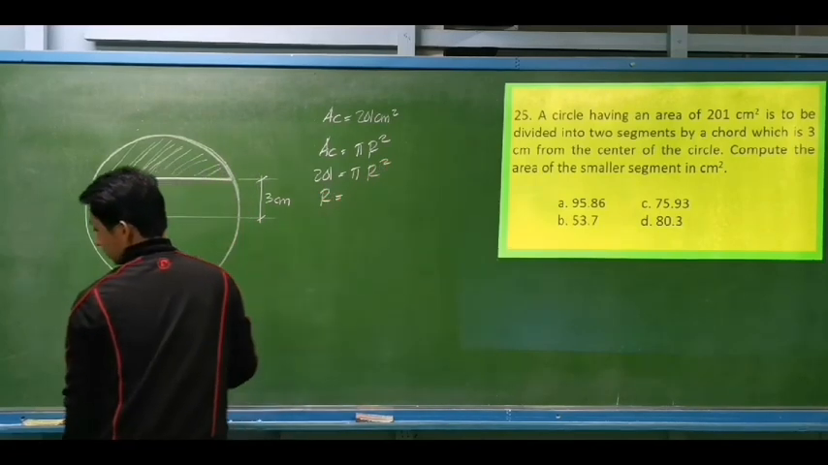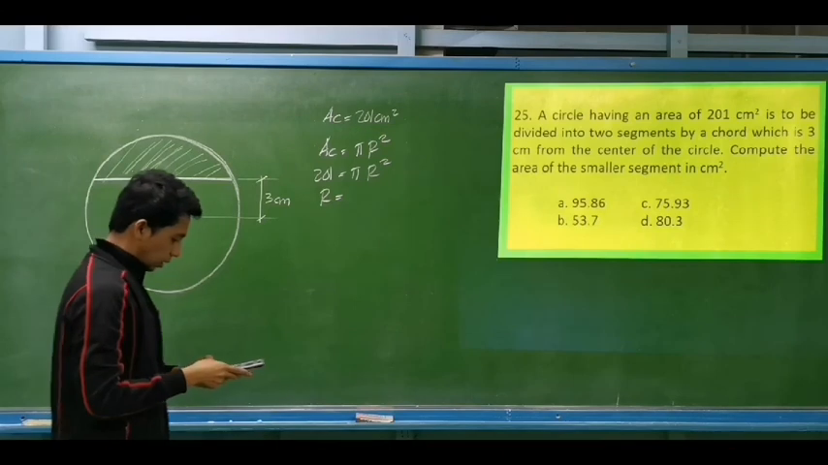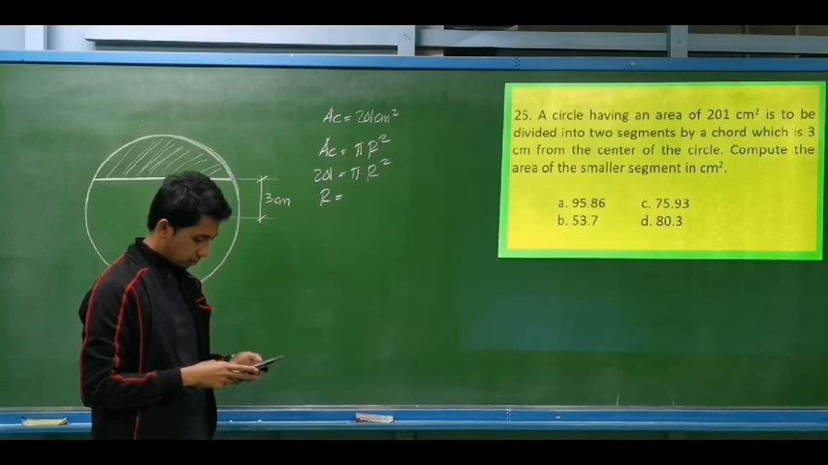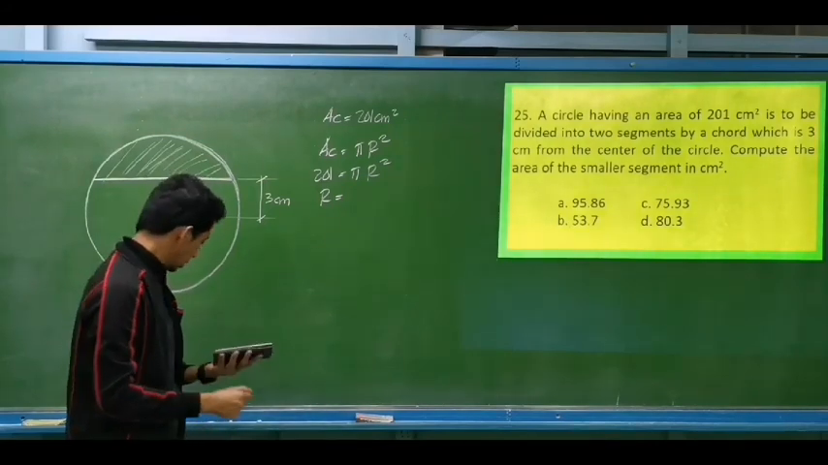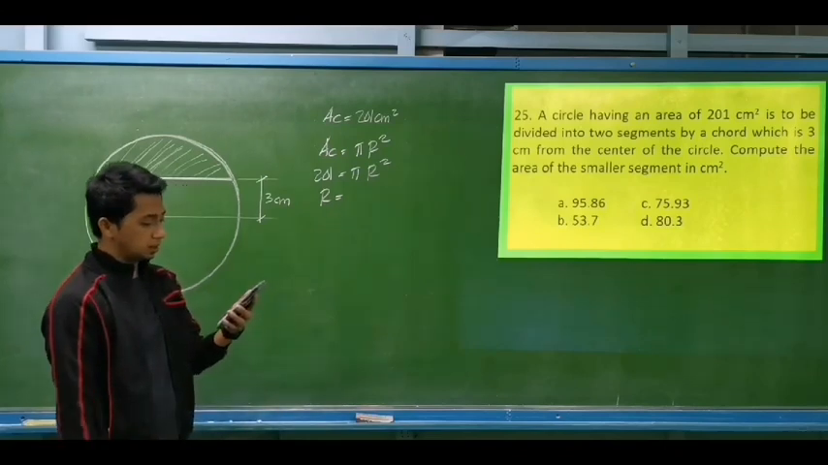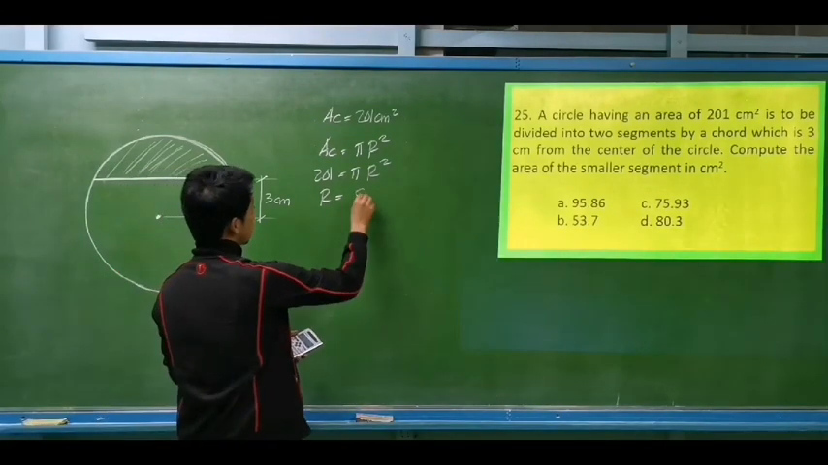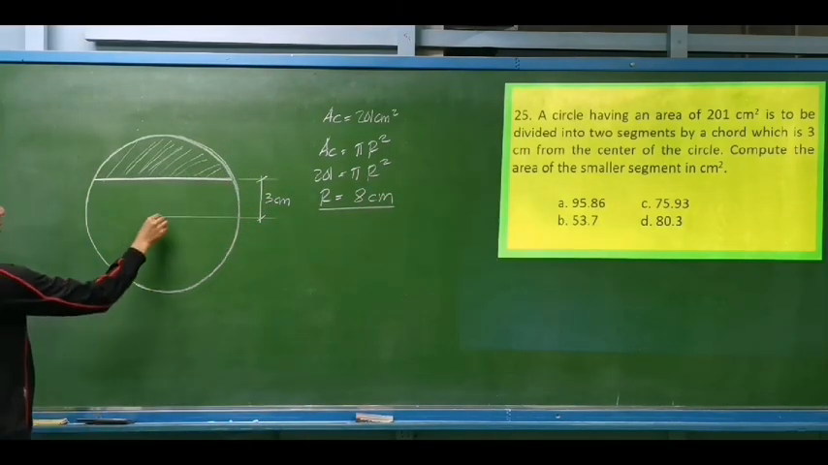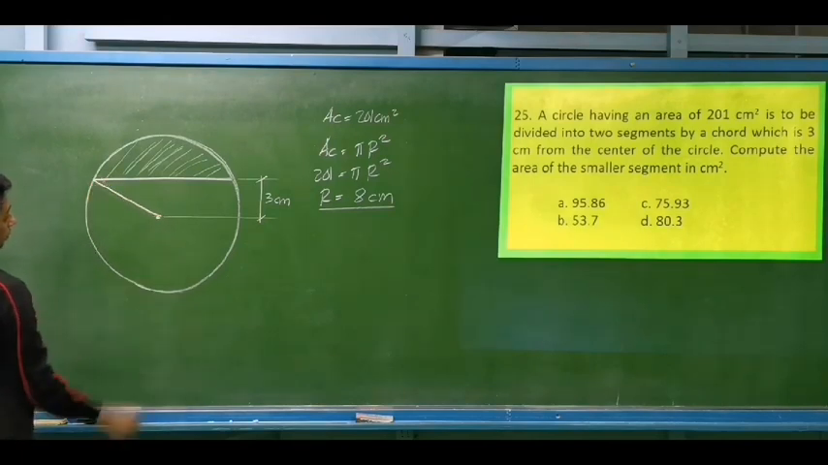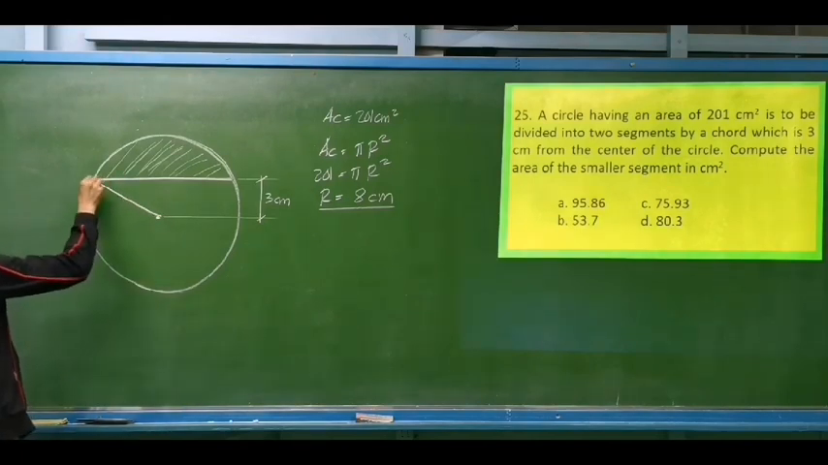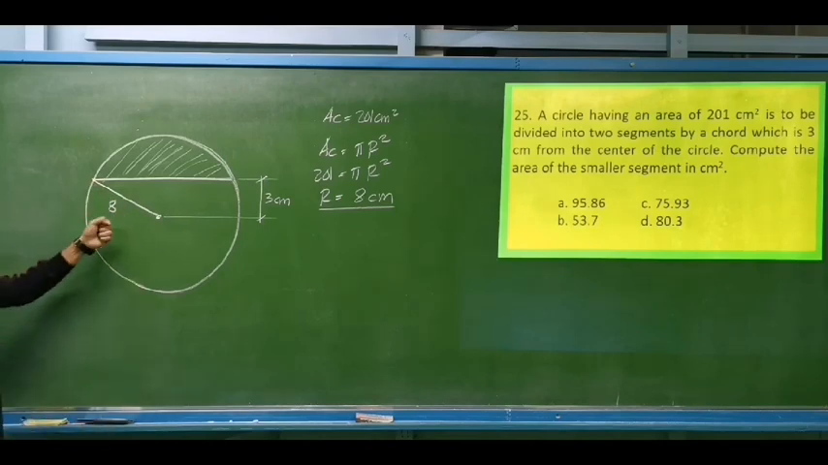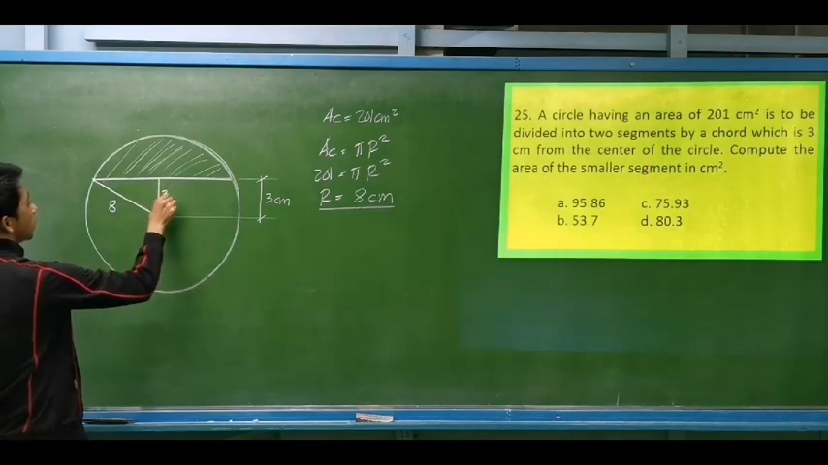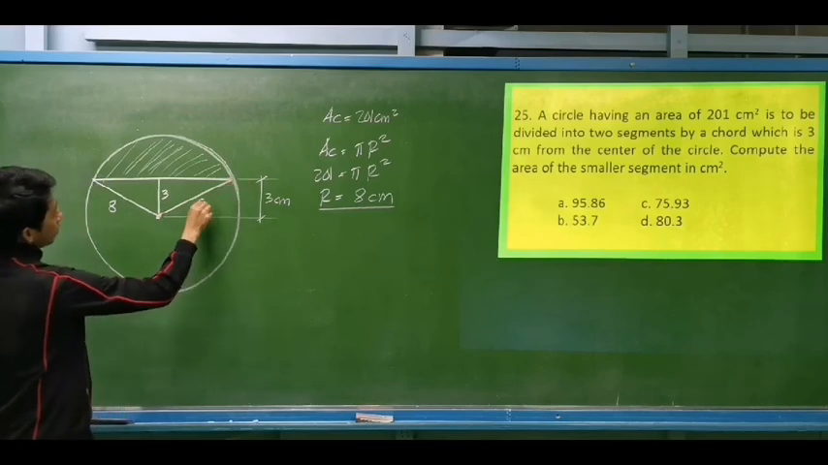Let's get the radius. So what is 201 divided by pi? Then square root. So it gives 7.9987. So we can say that the radius is 8 centimeters. So what will we do? From the center of the circle to the point of intersection of the chord and the circle, this is the same as 8, the radius of the circle. And this is the same as 3. Likewise on the other side, we have the same 8.